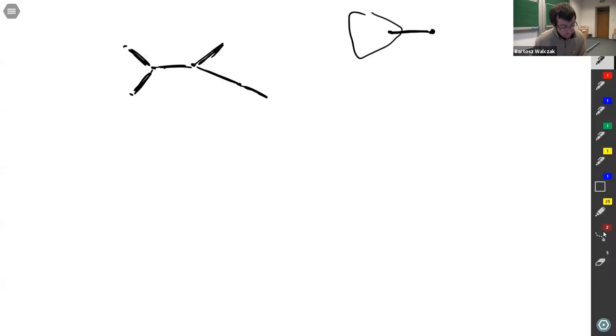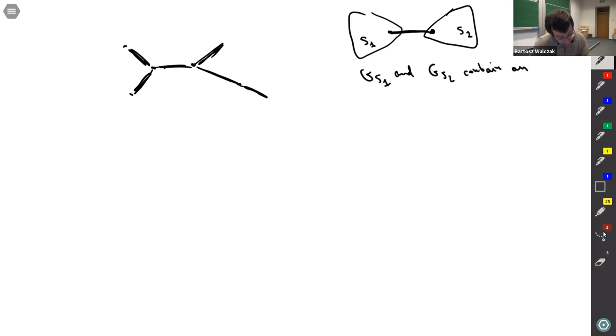I'm going to take from our tree decomposition the subtree which consists of all those edges such that on both sides of that edge, so for both these subtrees S1 and S2, I'm adding this edge to our set of edges if GS1 and GS2 contain a K witness. So that will form some connected subtree of our tree decomposition.